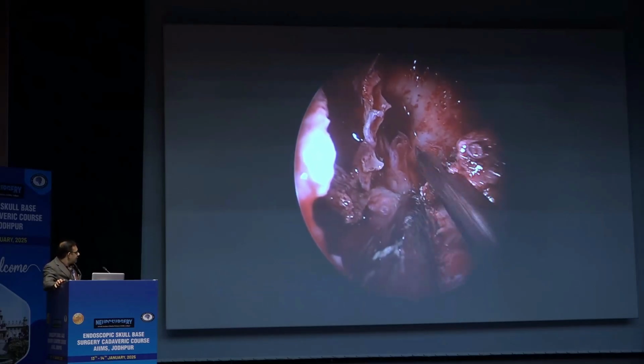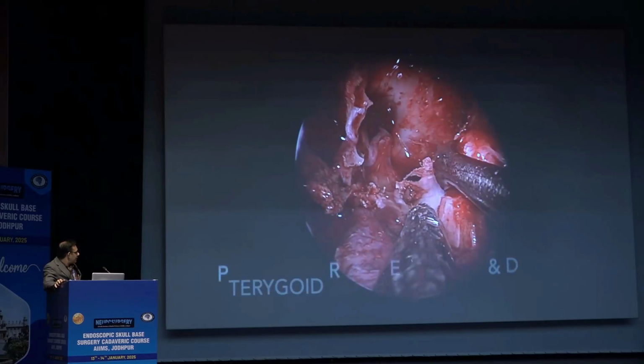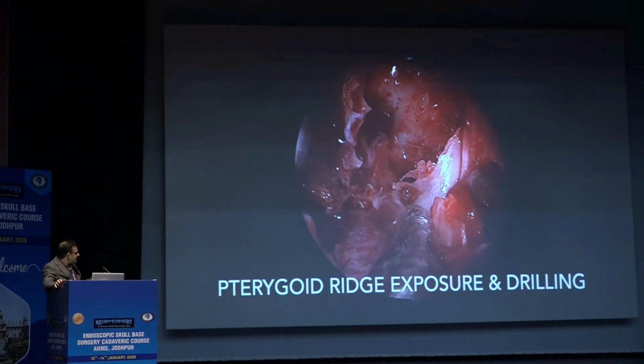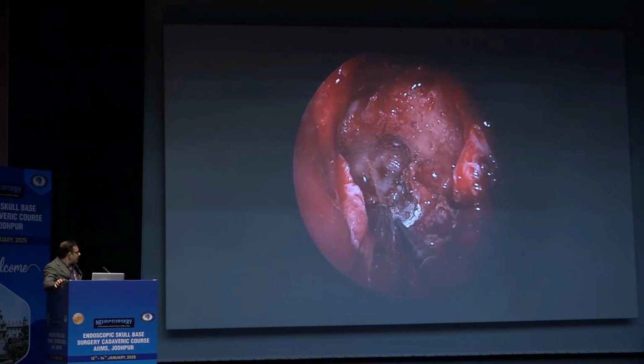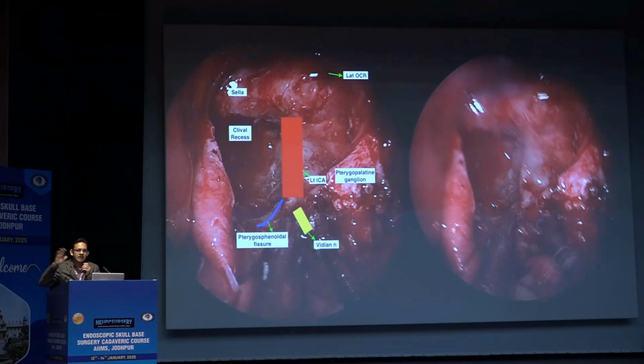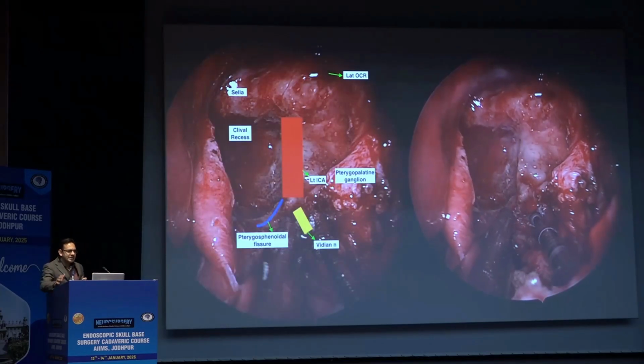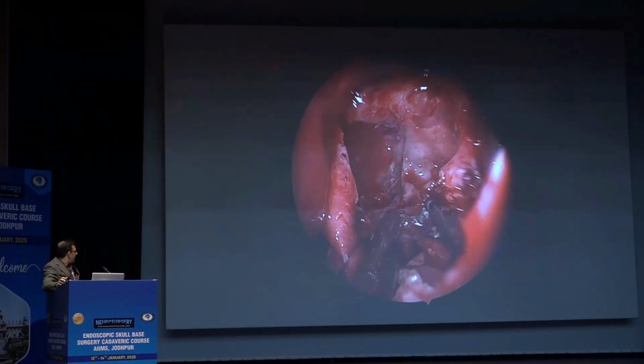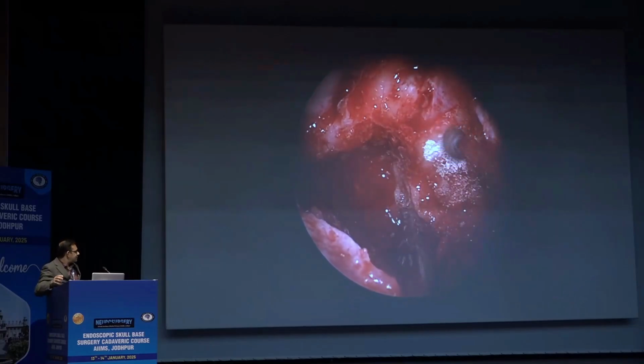Now, this is the Vidian neurectomy being done, and this exposes the pterygoid ridge. So we get more and more exposure towards the lateral aspect of the sphenoid sinus and towards the ICA. Now, the next step is probably more daunting.